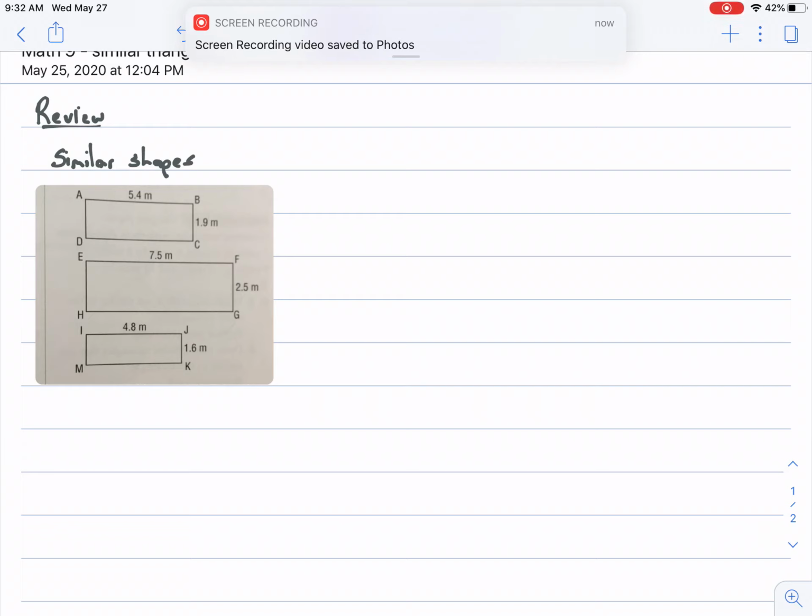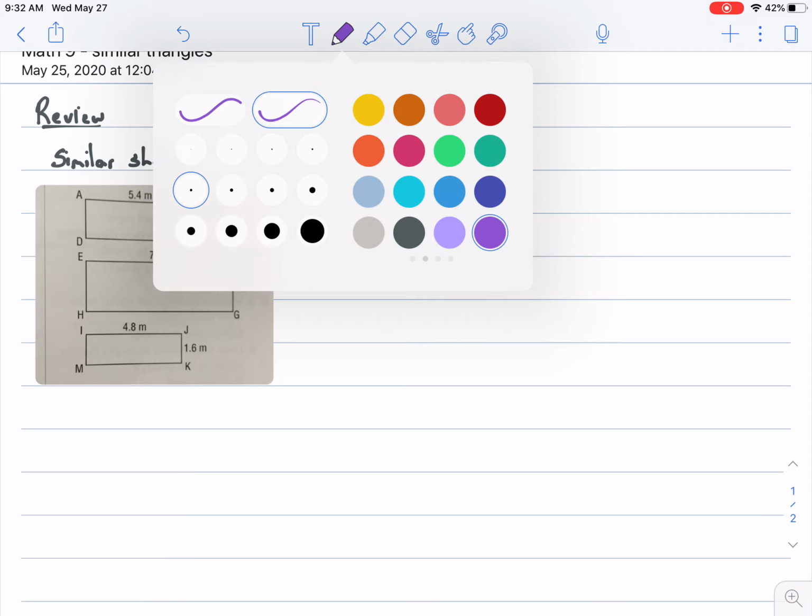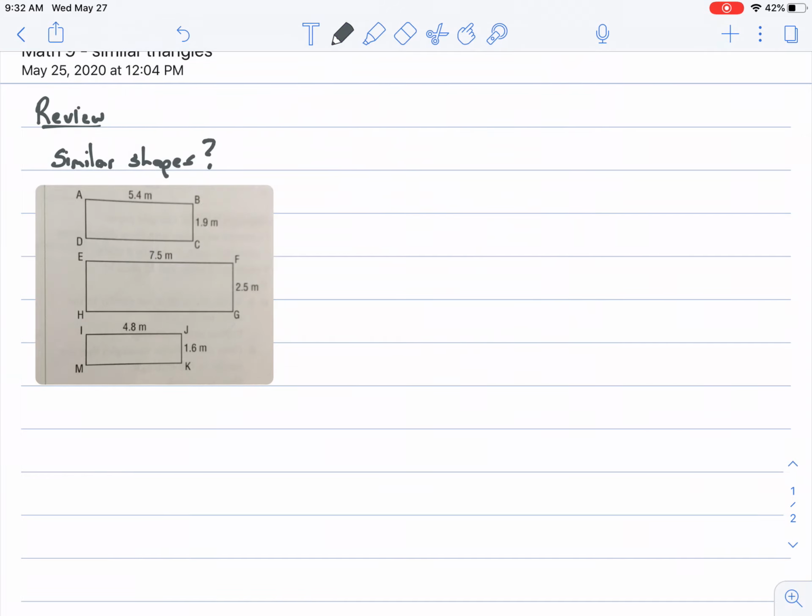When we're looking at this, what I want you guys to see is that essentially we are comparing different shapes to decide if they're similar, because this is the question. Essentially, my question is: are these shapes similar? That's the question. How can I prove that?